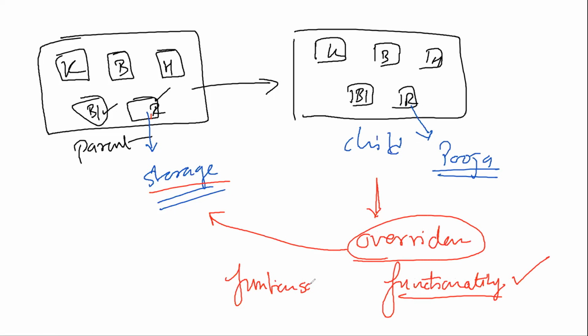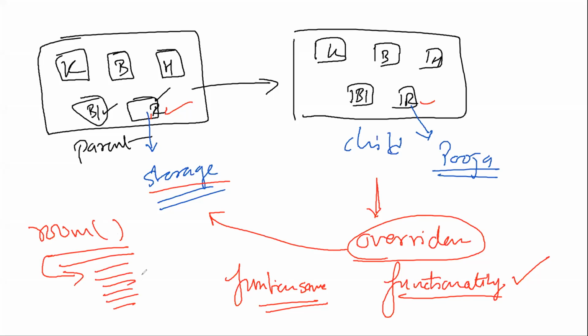So in the case of overriding, your room remains the same, the function remains the same. When I say function, I mean the name of the function. For example, if it has a function name of room, the room function remains the same. The name of the function remains the same, but the functionality inside it, defined by the lines of code, is changed. Earlier it was for storage. Now it is for puja. This is overriding.